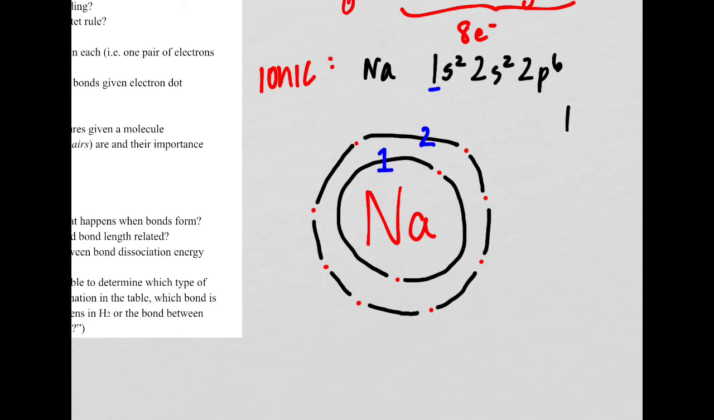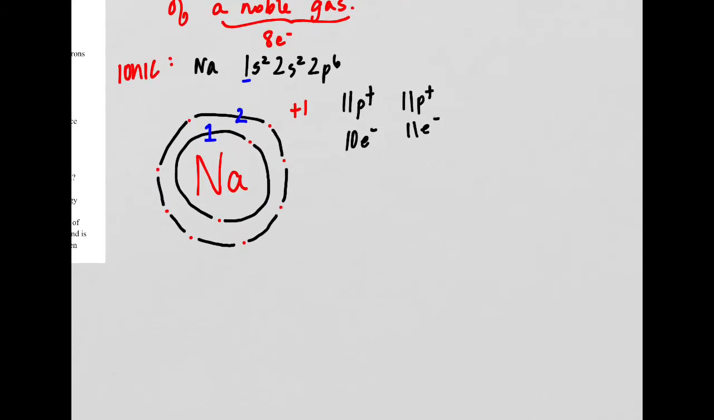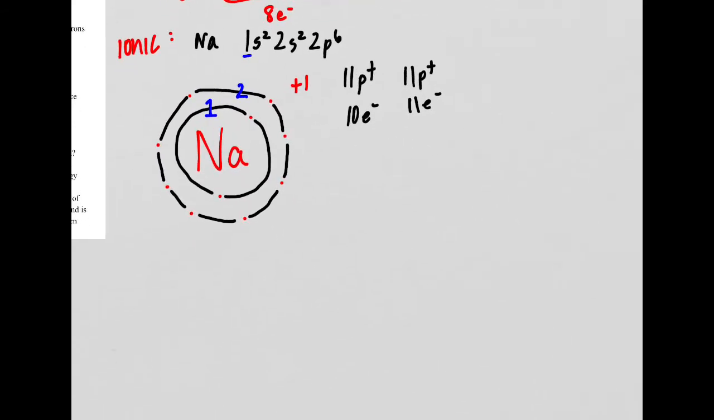But remember, we have 11 protons in sodium, and we have 11 electrons. But if we take away an electron, there we go. Now we have 10 electrons. So therefore, the overall charge on this atom is going to be +1, right? Because we have 11 pluses and 10 minuses. So now we have a +1 charge on the atom, right? And then, of course, where did that electron go? We gave that electron to chlorine, or let's say we gave it to fluorine because that has fewer electrons.